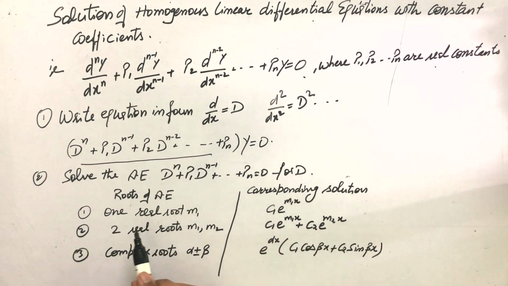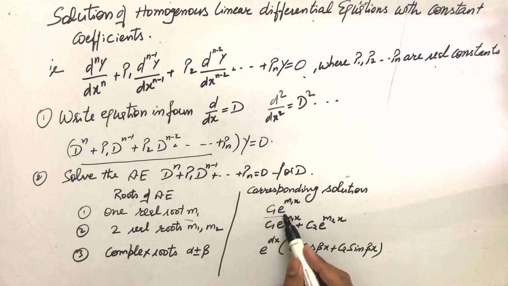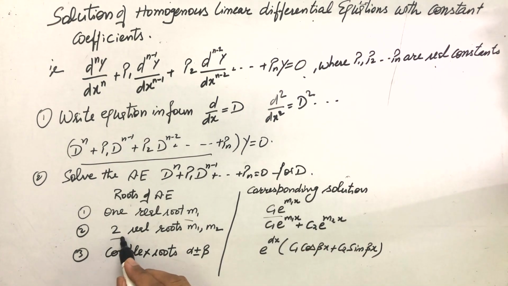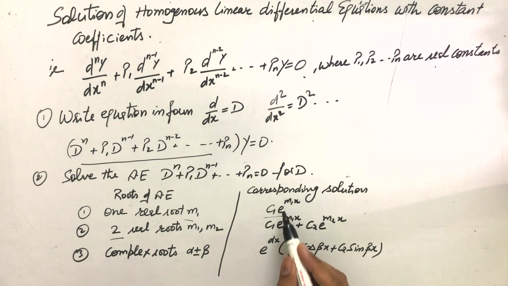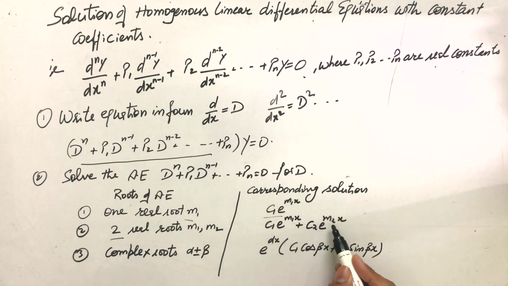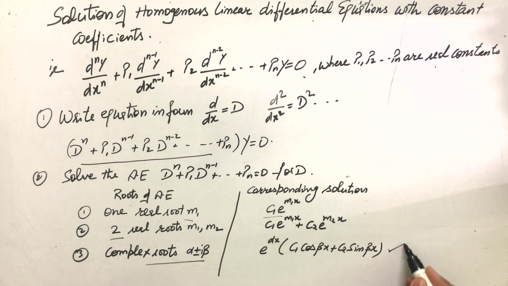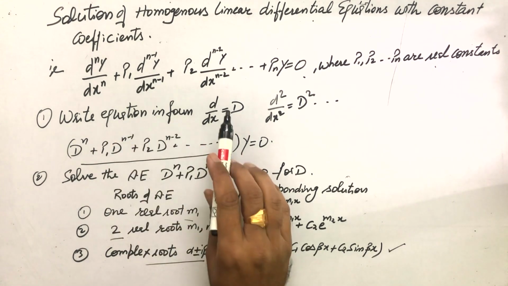Now depending upon the roots, if we have one real root, then the solution may be written as c1 e power m1x, and if we have two real roots, the solution may be written in a similar way as c1 e power m1x plus c2 e power m2x. And if we have complex roots alpha plus minus i beta, where alpha is the real part and beta the imaginary part, then the solution may be written as e power alpha x bracket c1 cos beta x plus c2 sin beta x. This is how we solve this equation.